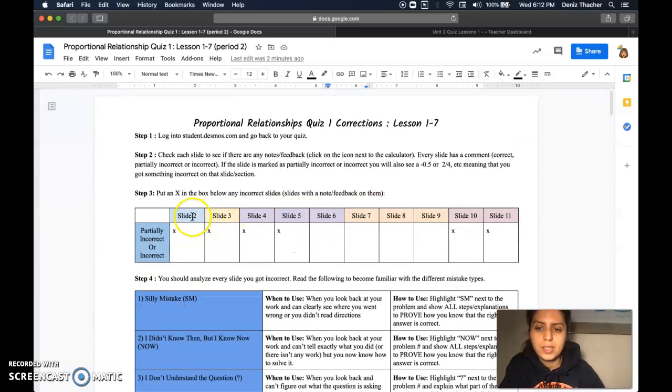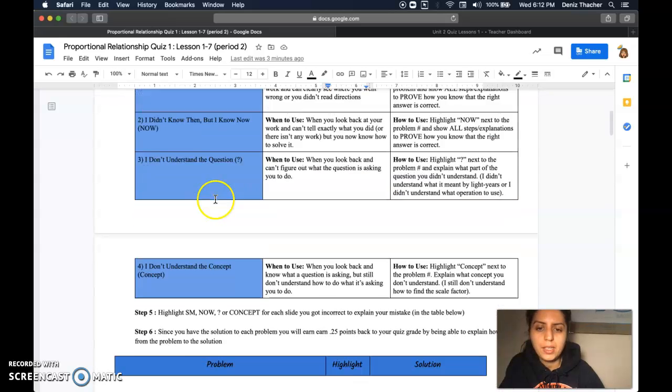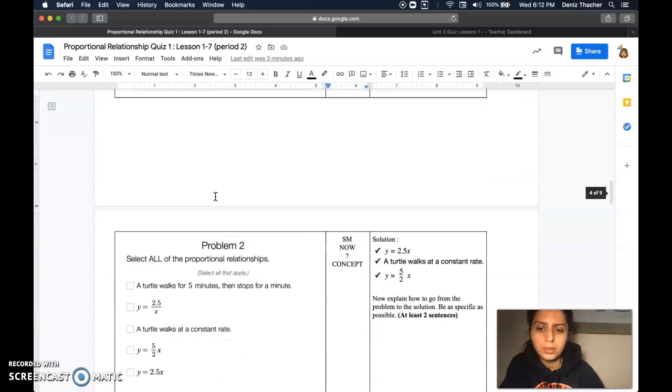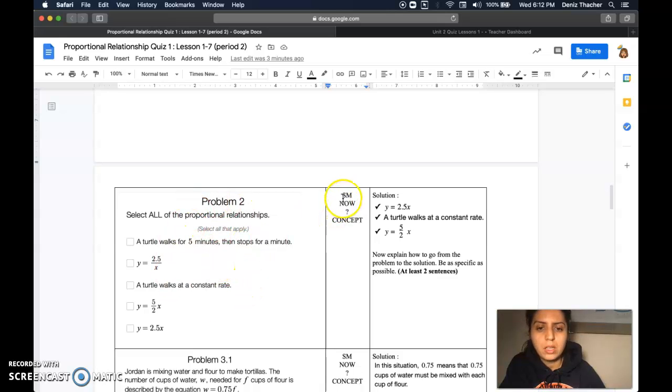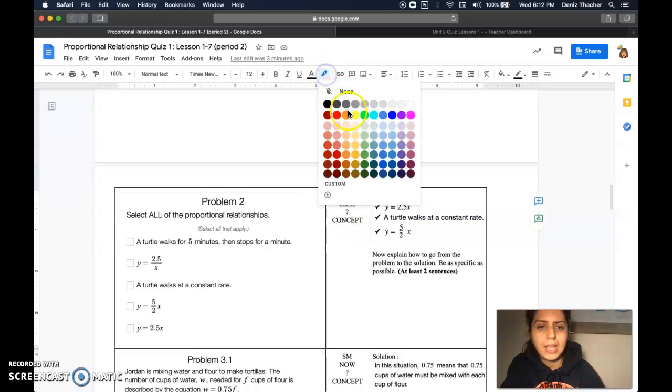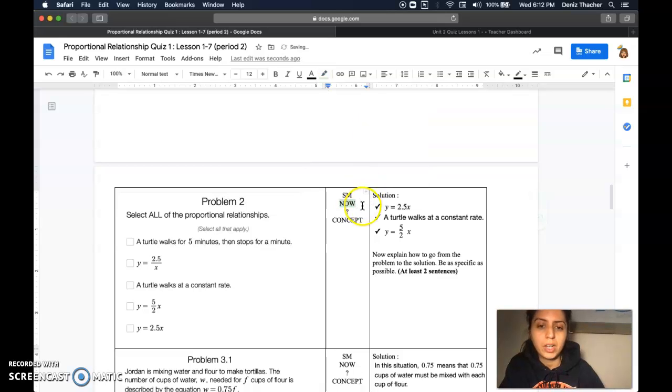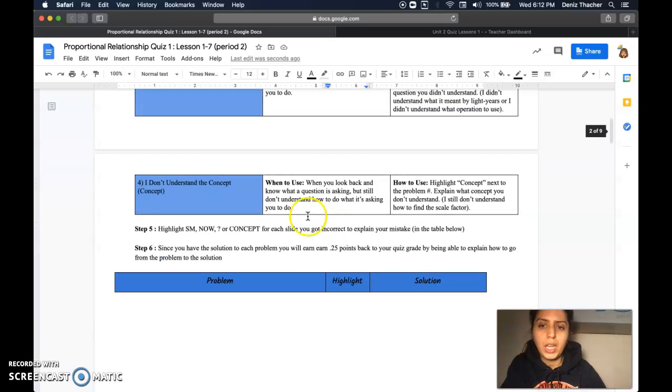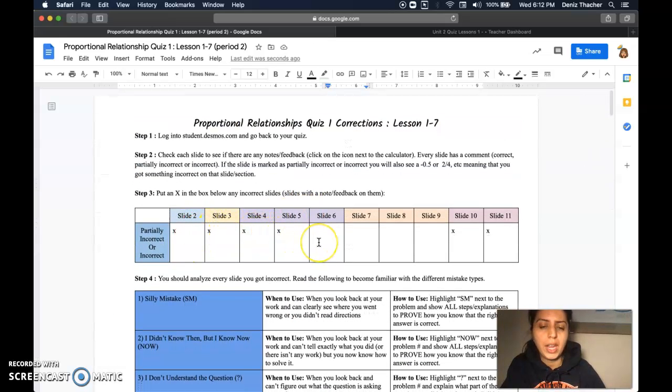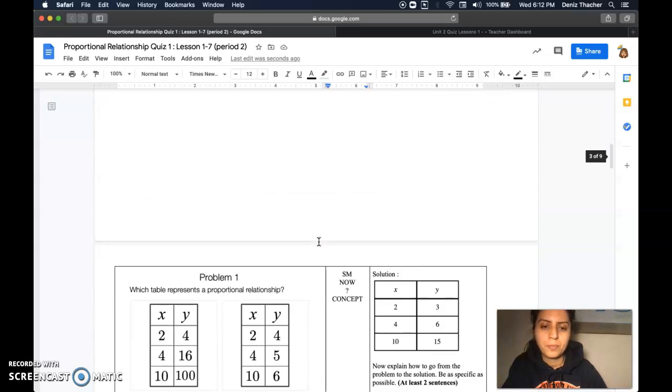So for example, slide 2 I know is incorrect, so that means I want to go down to problem number 2, and I'm going to think about, well, was it a silly mistake? Was it a "now," I didn't know then, but now I know? Was it I didn't understand what the question was asking me, or was it I didn't understand the concept? So maybe it was a "now." So I'm going to go ahead and highlight that. I like green because that's my favorite color, right? So I'm going to highlight what type of mistake it is for each one of these problems up here that I got incorrect or partially incorrect.